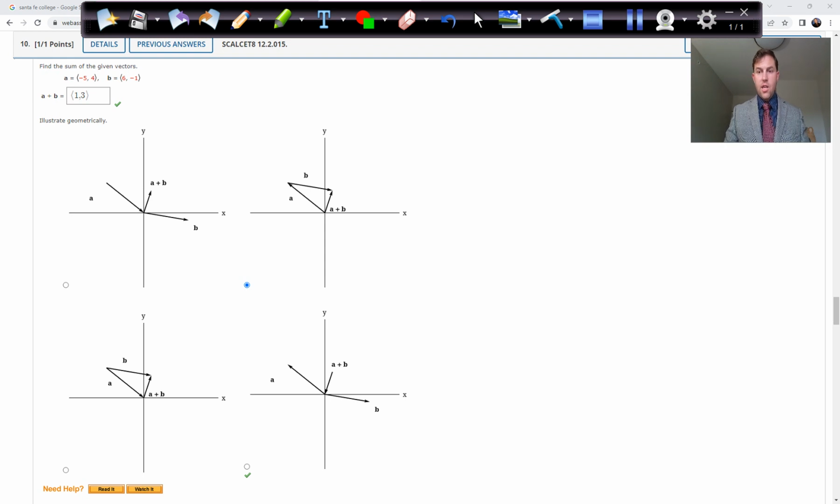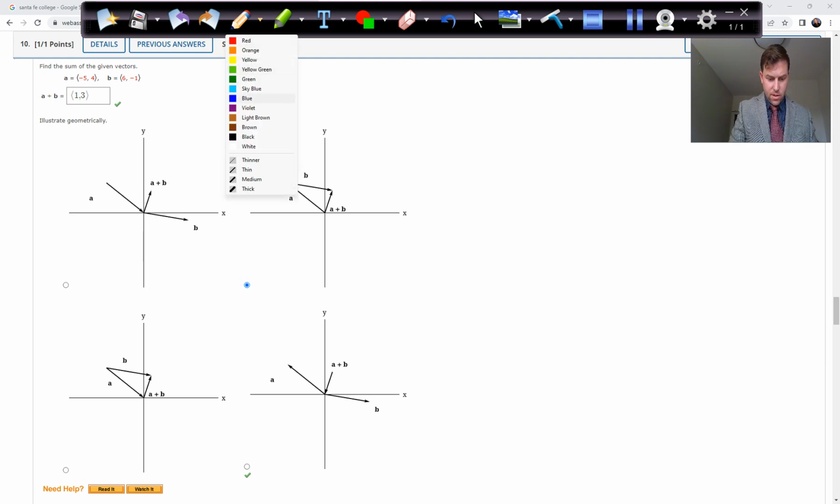Okay, continuing through section 12-2, our discussion on vectors, we're on problem 10. So let's give it a look. It says, find the sum of the given vectors. A equals minus 5, 4, and B equals 6, minus 1. So they want us to add A and B.